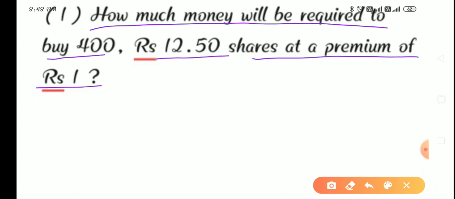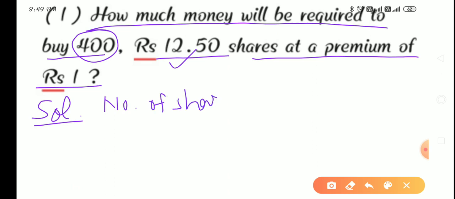First of all, students, you have to recognize what is given in the question and what you have to find. First of all, the number of shares is given. How much money will be required to buy 400? Here 400 is the number of shares. Rupees 12.50 is the NV of the shares, at a premium of rupee 1. So you can calculate MV with the help of NV, and this premium you can add to NV. So you will get MV. So what is given? Number of shares.